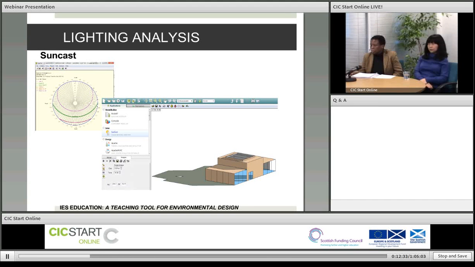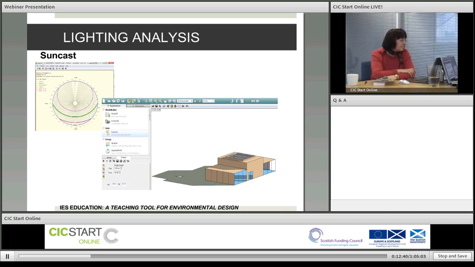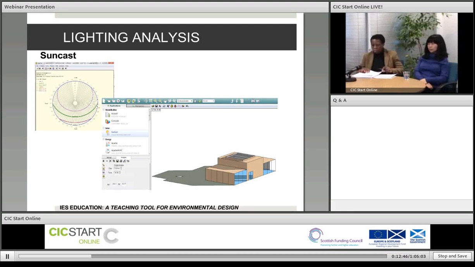Okay, moving on. The lighting analysis is much more involving. What is very good about IES is that it allows you to have a stereographic viewing of the climate, and it's able to use the kind of standard conventions that we're already used to in terms of lighting.